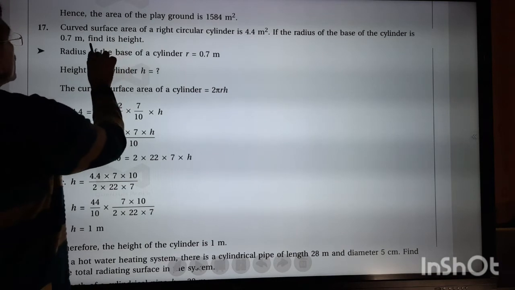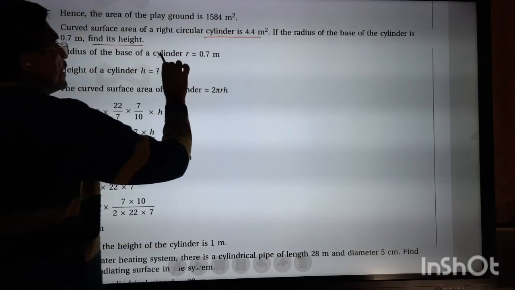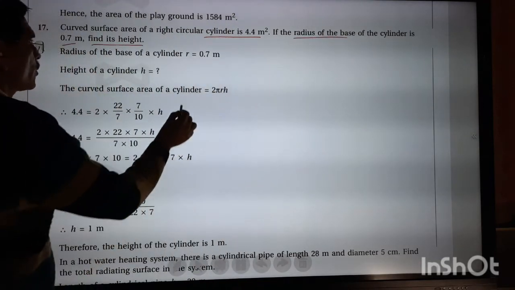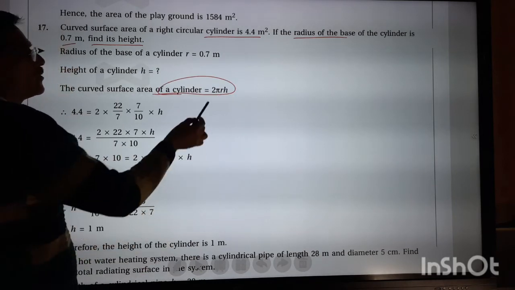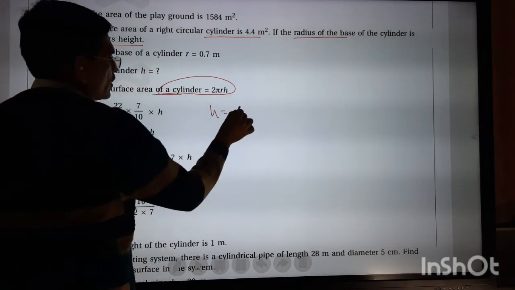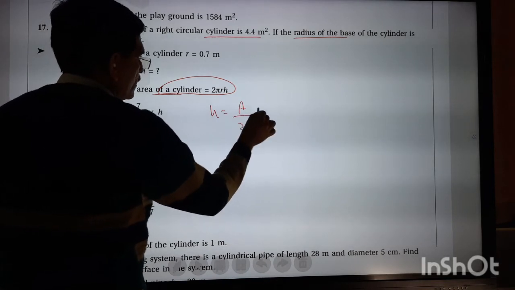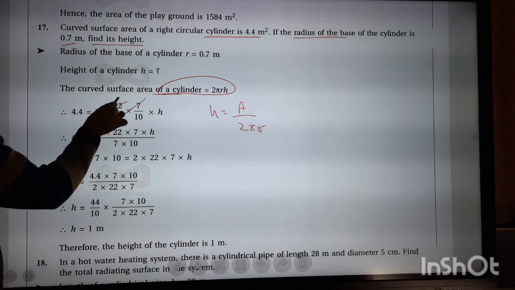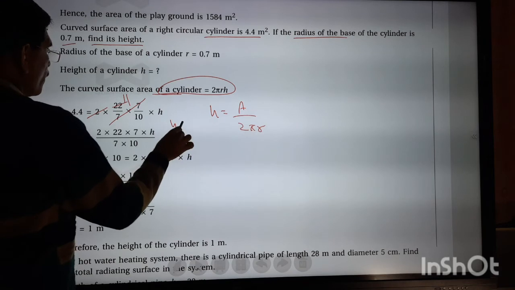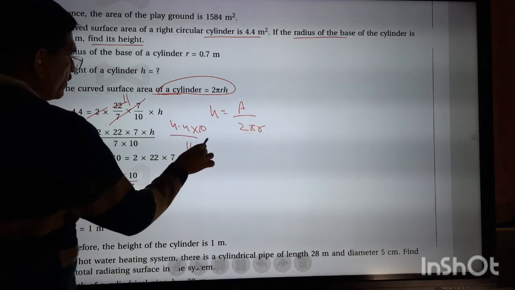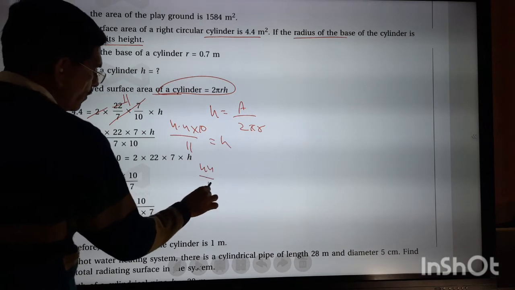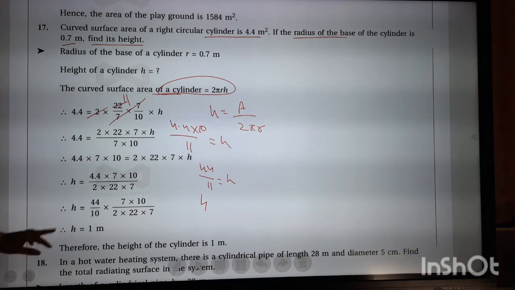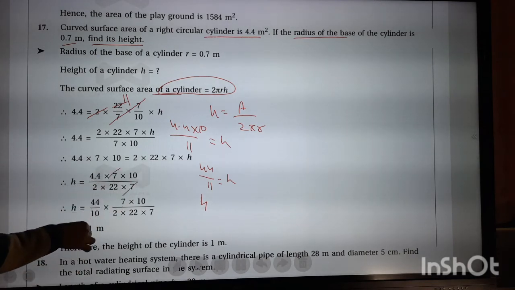One more sum, find out the height. Now the cylinder area is given, radius is also given. So we can use the formula 2 pi r h. In it we have to find the height h. h is equal to area upon 2 pi r. That way we can also do it. If you see, here it cancels, 2 11s cancel. So 4.4 into 10 upon 11 is equal to height. So 44 upon 11 is equal to height.